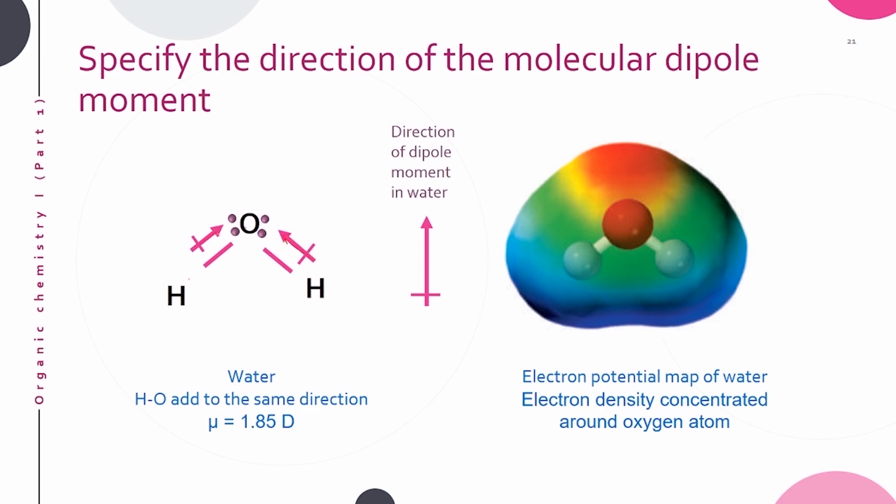Each hydrogen-oxygen bond has a bond dipole equal to 1.5 and the two bond dipoles add up to 1.85 Debye. You can see that the red area represents the electron density, which is concentrated over the oxygen atom.